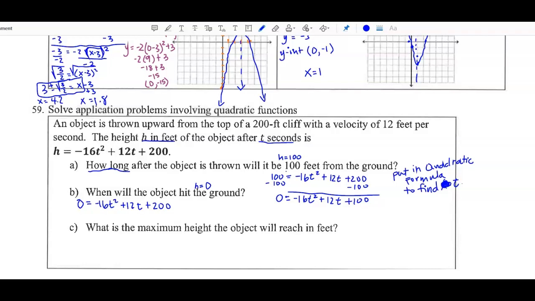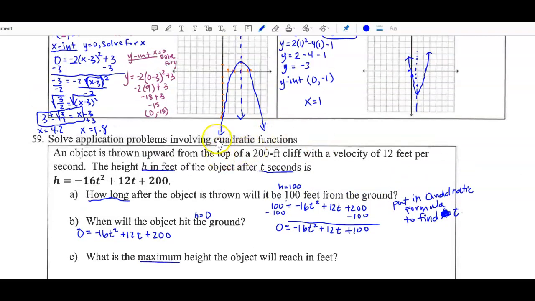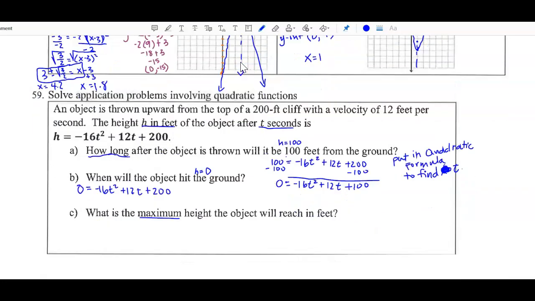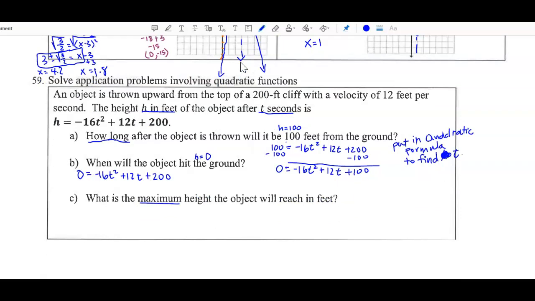Okay? And then the maximum height. Remember when it's asking you about the maximum or minimum of something, the maximum of a parabola, just like we had on this upside down parabola up here, is that vertex. So it's just asking us to find the vertex of this. To find the vertex, x is going to be negative b over 2a. So I'm going to have negative 12 over negative 32.